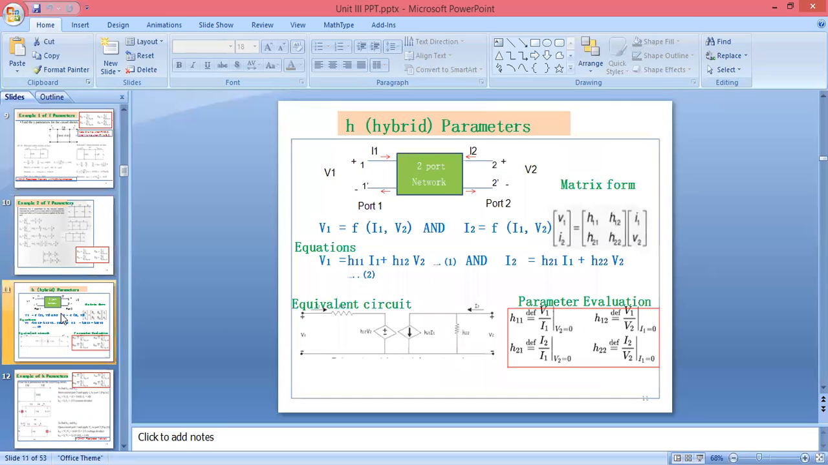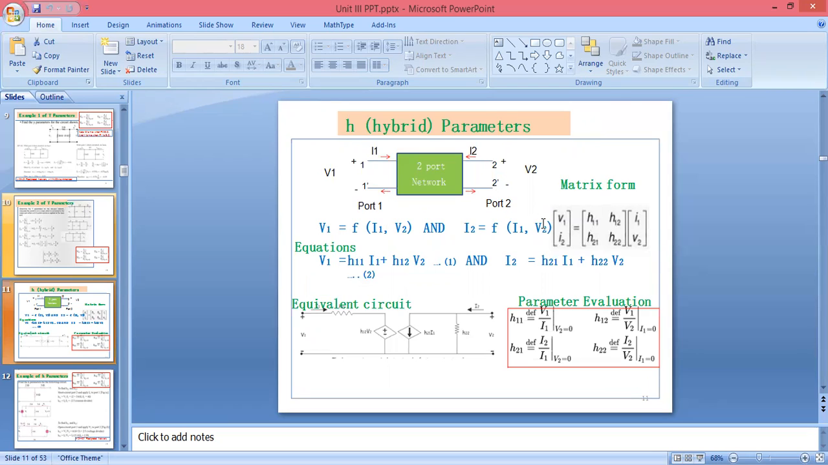So now here we have to see the hybrid parameters. These are nothing but the H parameters. This is also a two-port network. We have two ports, port 1 and port 2. Here we have two dependent variables, V1 and I2. V1 is dependent on I1 and V2, so we can take V1 as a function of I1 and V2. And we can take I2 as a function of I1 and V2, because it depends on the current flowing through port 1 and the voltage across port 2.